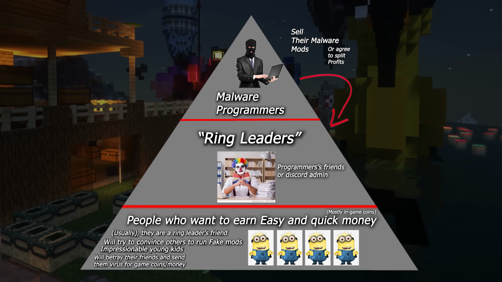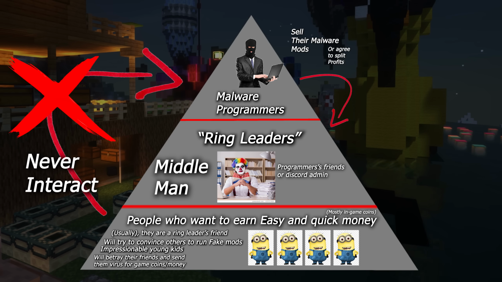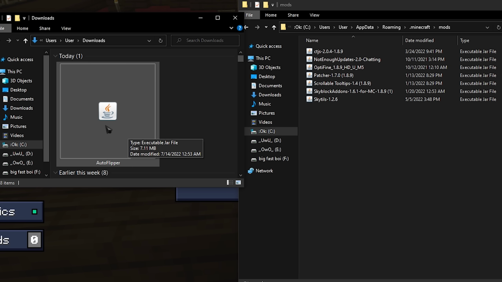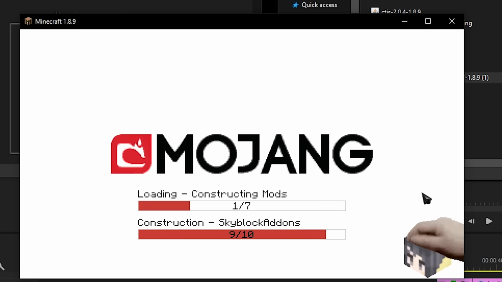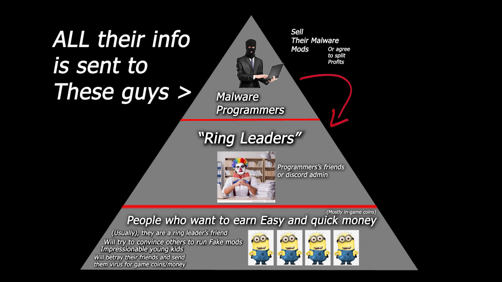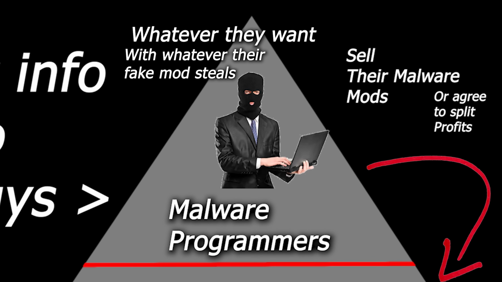And this is what happened in our opening story. These minions usually never interact with the programmers, and sometimes they don't even know them, so the ringleaders act as a middleman. Now, what exactly happens when you run these mods? Whenever a victim is tricked and they run the mod by putting it in their mod folder and starting the game, their information is sent directly to the programmer, who does basically whatever they want with whatever the mod steals.